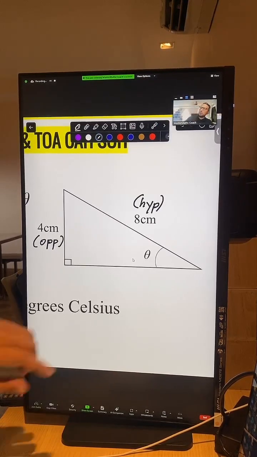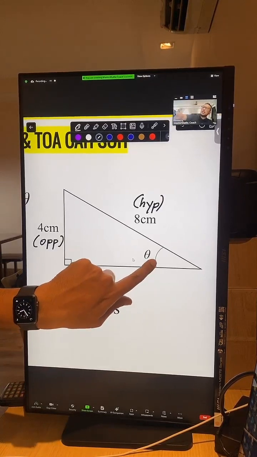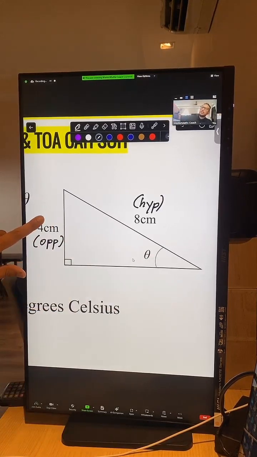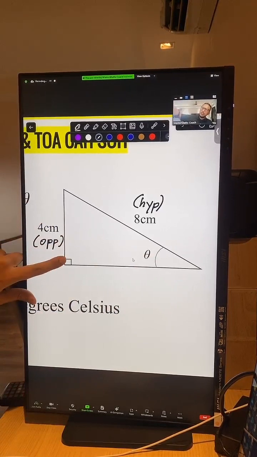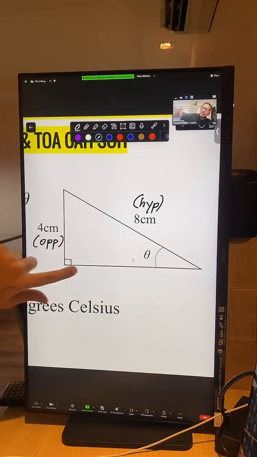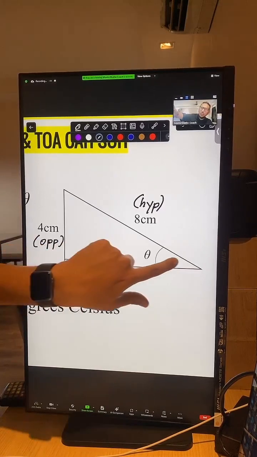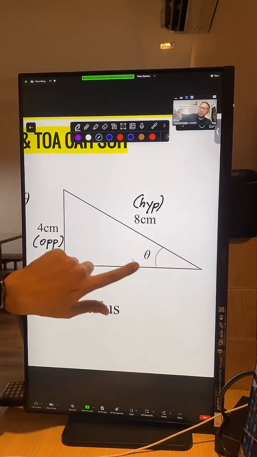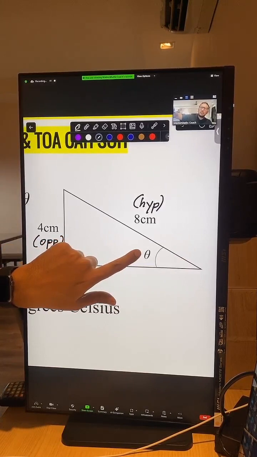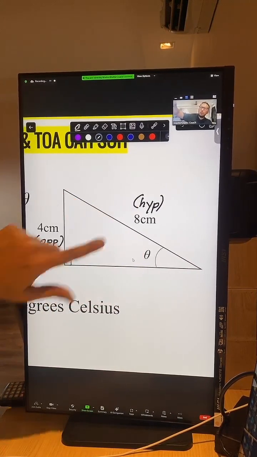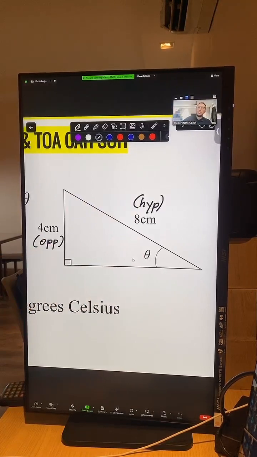Why opposite? Because you can see the angle is over there, it's all the way back here. So this is the opposite side, this would have been the adjacent side. But we're not looking to find this length. We're looking to find this angle. So to find this angle, we need to use hypotenuse and our opposite side.